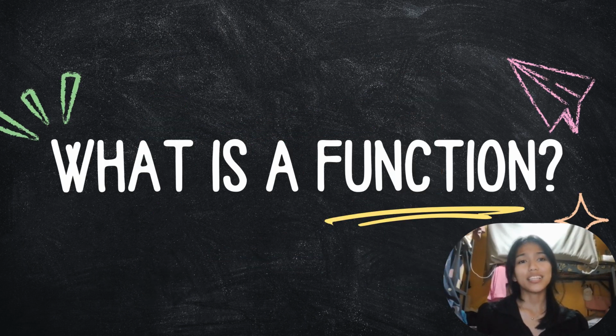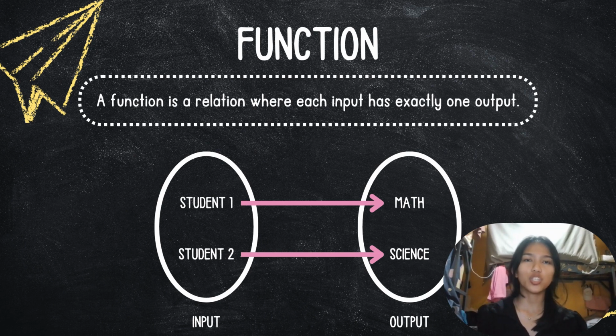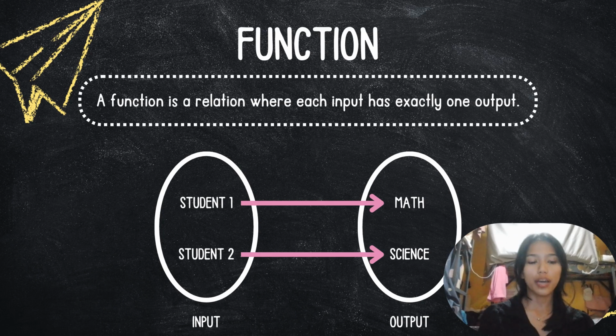So what is a function? A function is a special type of relation where each input corresponds to exactly one output. For example, here we have student 1 who loves math and student 2 who loves science. Our input is the students, and our output is the subjects. Here we can see that each student corresponds to exactly one output.